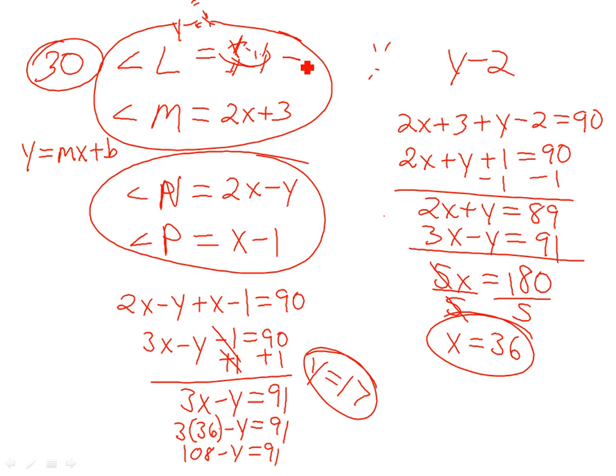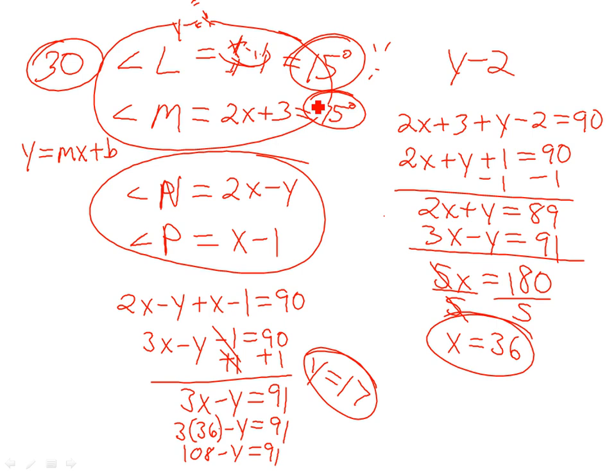So if I go back up to angle L here, y minus 2 was angle L. So what's angle L? 15 degrees. Here, what's angle M? 2 times 36 plus 3 gives you what? 75. You subtracted 3 instead of added. So that's those 2 answers.